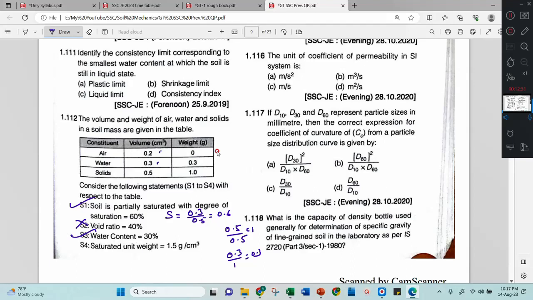Saturated unit weight 1.5. Who will say this? Interesting. Very interesting. Those who tell this answer, it means they know much more in the first chapter. Whether that 1.5 is right or wrong, that's it.